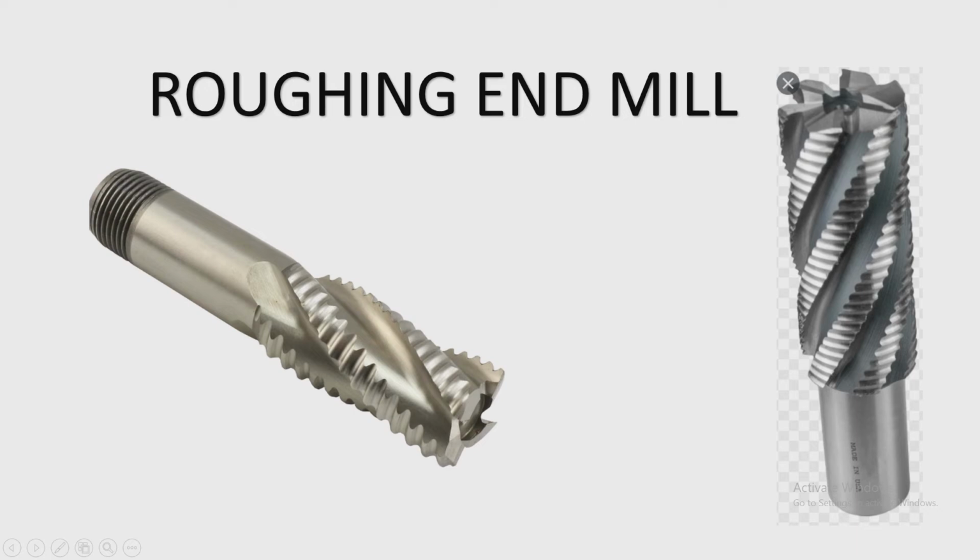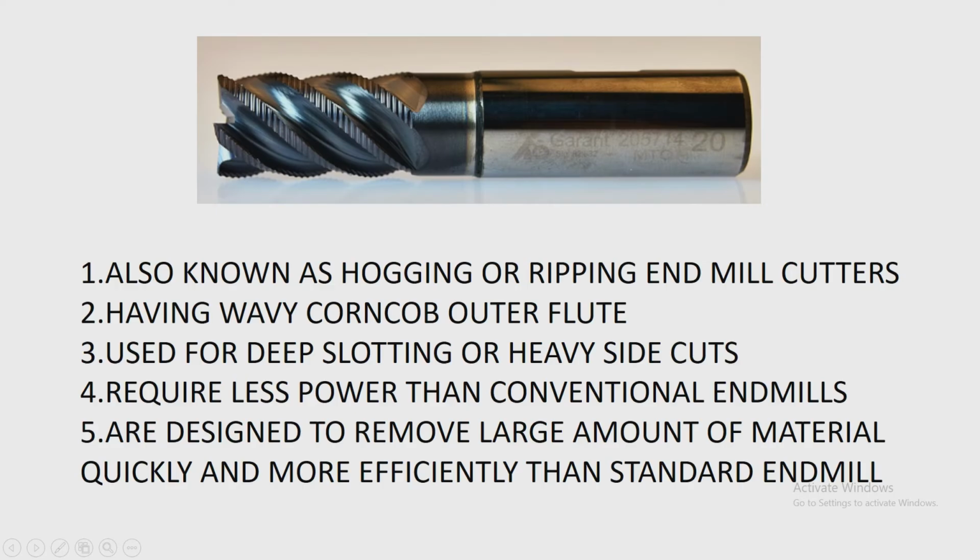The next one is the rough end mill. These are also known as hogging or ripping end mill cutters. These have a heavy concave outer flute. These are used for deep slotting or heavy side cut operations. These require less power than conventional end mills. These are designed to remove a large amount of material quickly and more efficiently than a standard end mill.